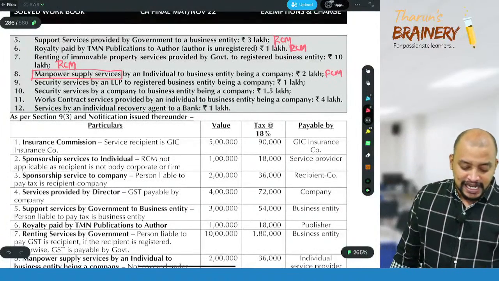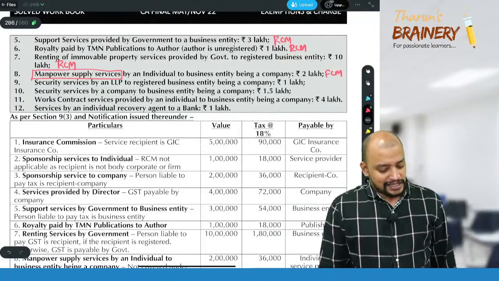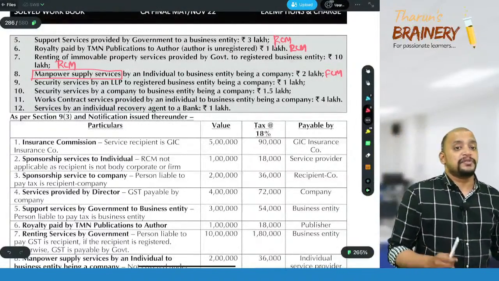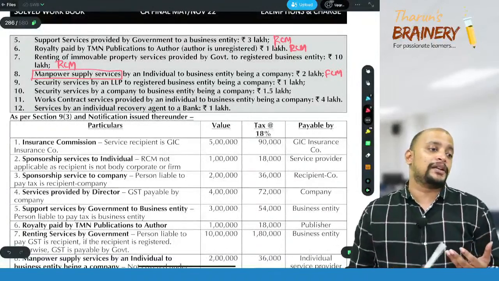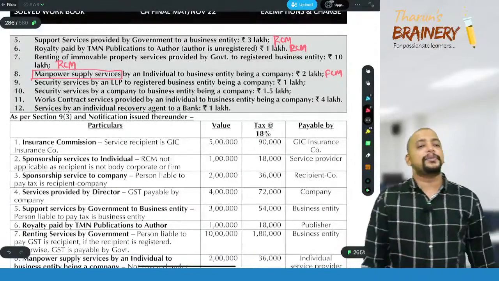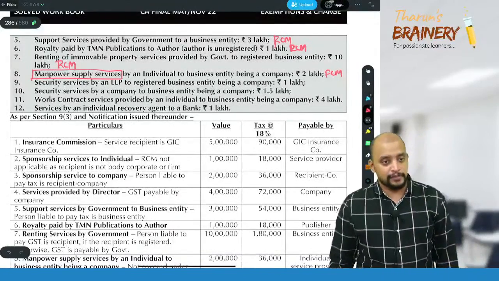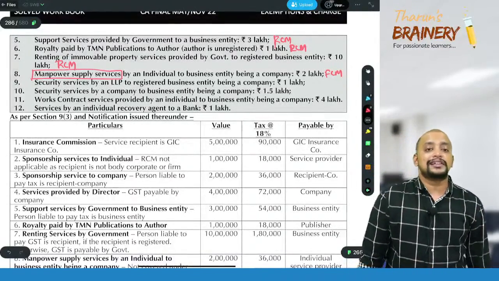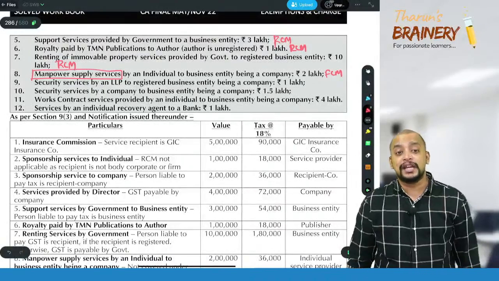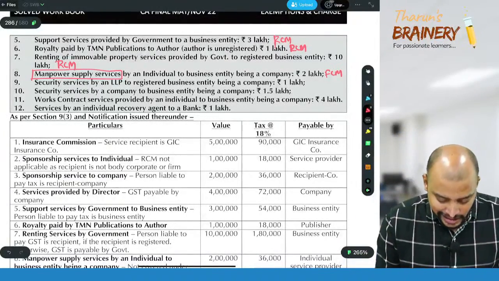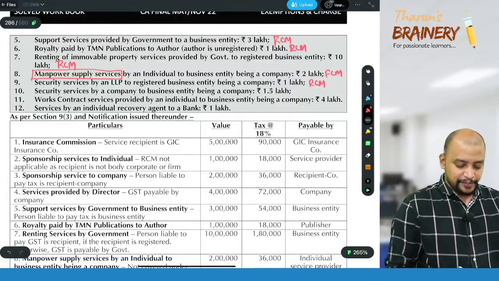Security services by an LLP to a registered business entity being a company. First, security agency service will come under RCM if the supplier is other than body corporate. Is the supplier other than body corporate? Yes. LLP is not a body corporate. LLP will come under firm, under GST. So the supplier is other than body corporate, and the recipient should be registered. Are they registered? Yes. That's why it will come under RCM.